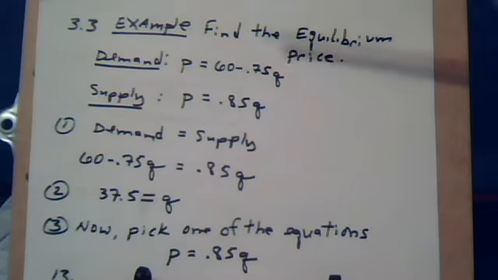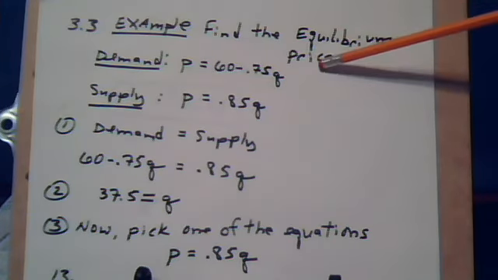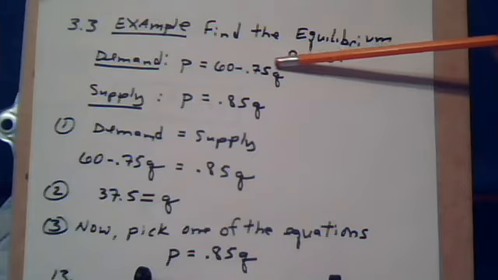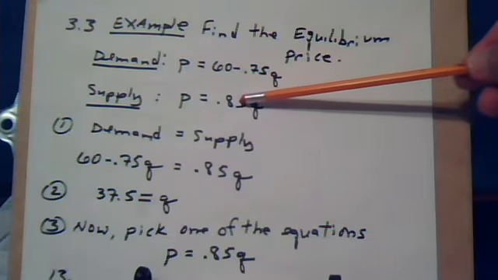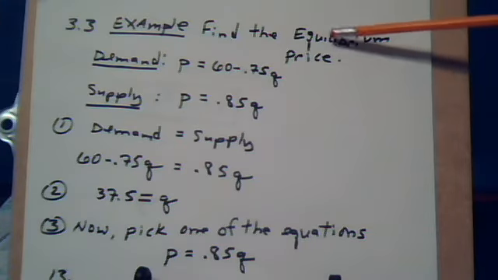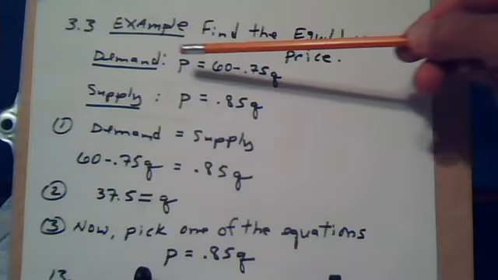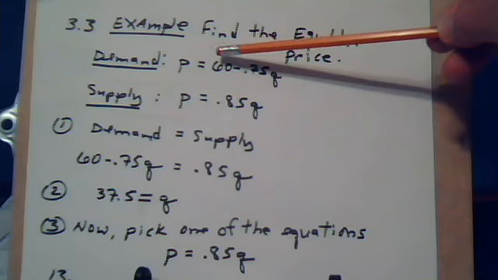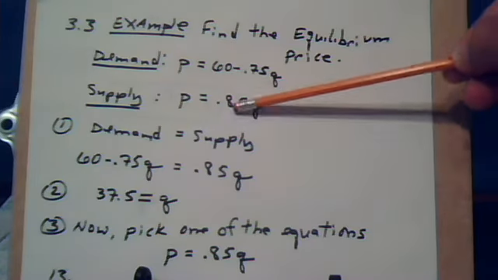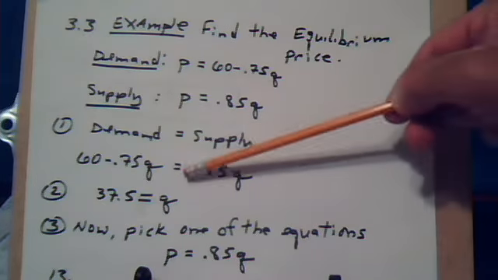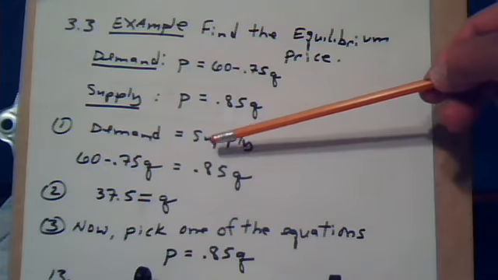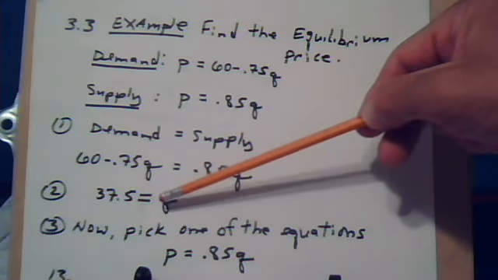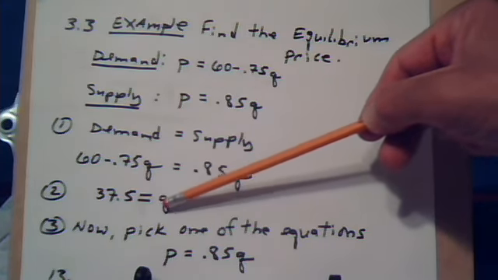Here's an example using equations. We're going to find the equilibrium price. So suppose this was the demand equation. This is a supply equation. To find the equilibrium price, you set these equal to each other. Look, the P's are already equal. So you just need to set these two sides equal to each other. So the demand equals the supply. Solve for the Q. This is the quantity, whatever they're selling.